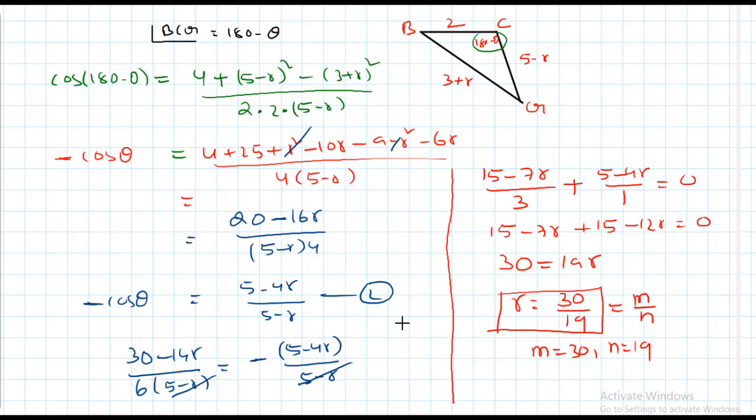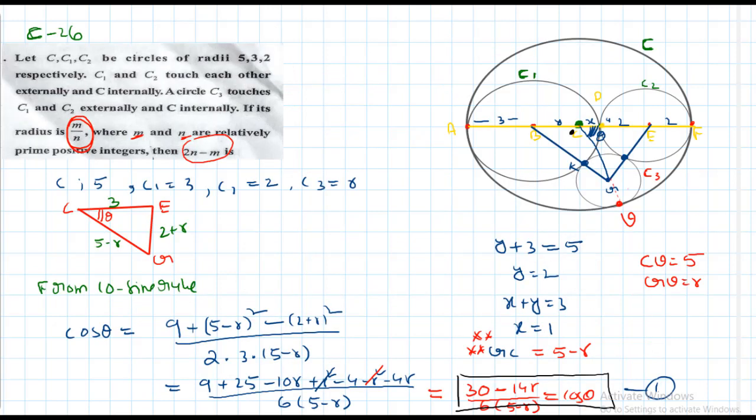So what do we want? We want the value of 2n minus m. 2 times 19 minus 30, that is 38 minus 30. So the required value of 2n minus m is 8.